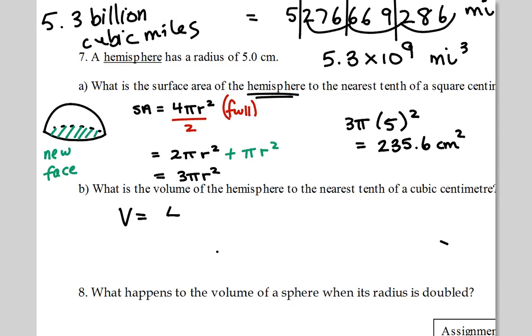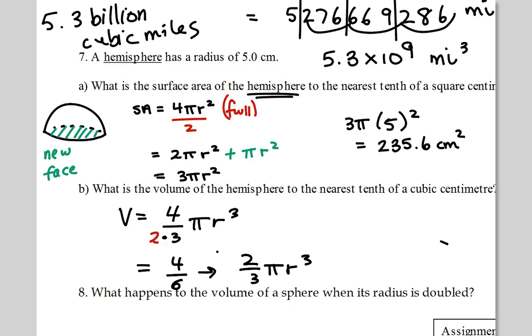Yeah, you cut it in half. 4/3 pi r cubed. If you were to put an extra divide by 2, because that's what we want to do, we want to cut it in half, then what do you get there? 4/6, which reduces to 2/3 pi r cubed. So that's where that formula comes from.